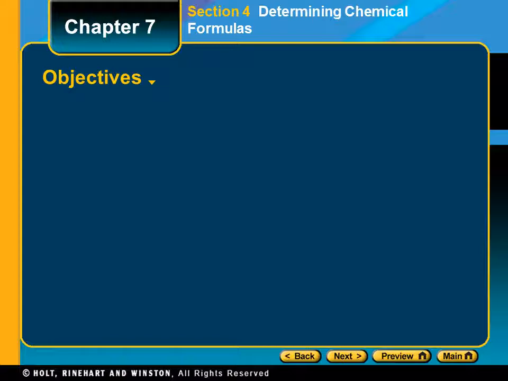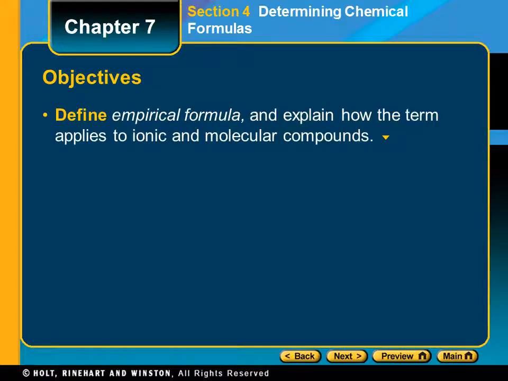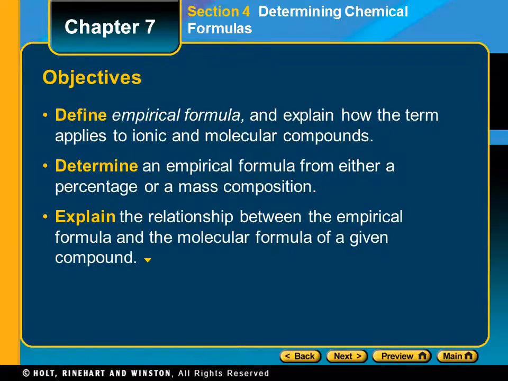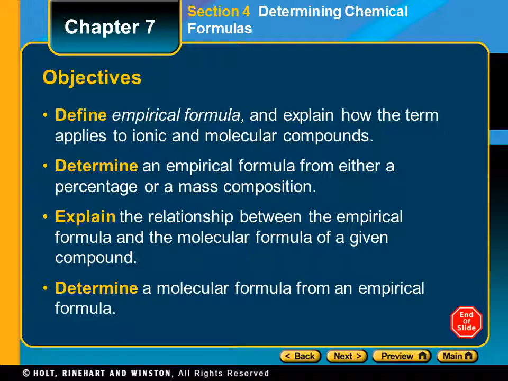All right, guys, we're going to finish up Chapter 7 here, looking at Section 4, determining chemical formulas. This is really going to work backwards from what we learned in the last section. So we want to know what empirical formulas are and explain how they work with ionic and molecular compounds and what they tell us. Determine empirical formulas from the percentage or the mass composition. Explain the relationship between the empirical formula and the molecular formula of a given compound. And determine the molecular formula from an empirical formula.